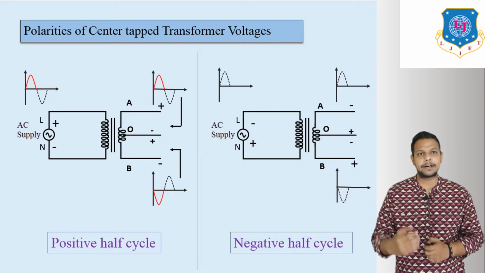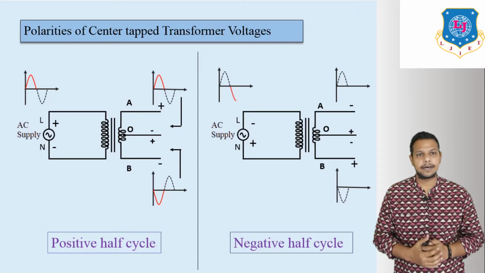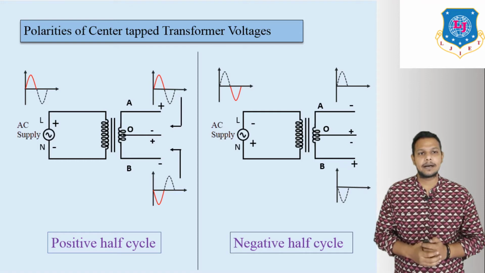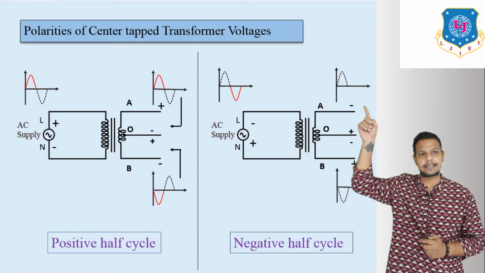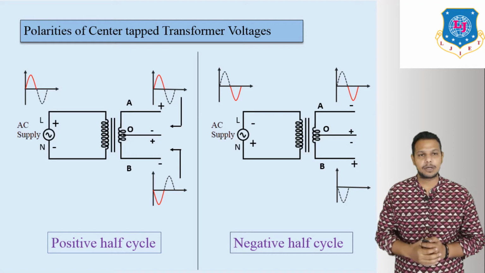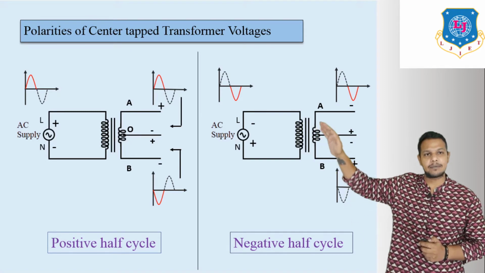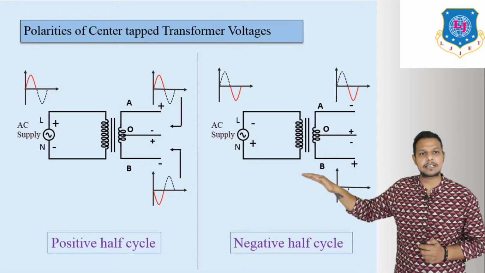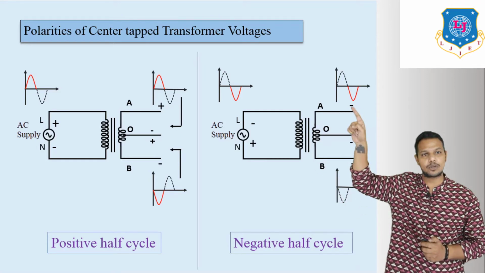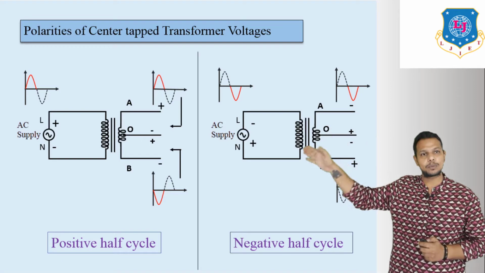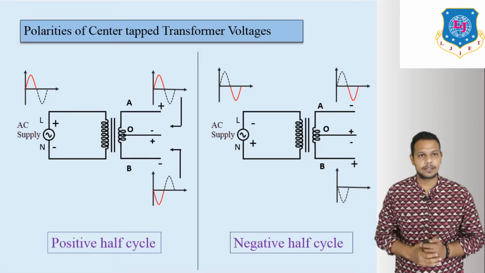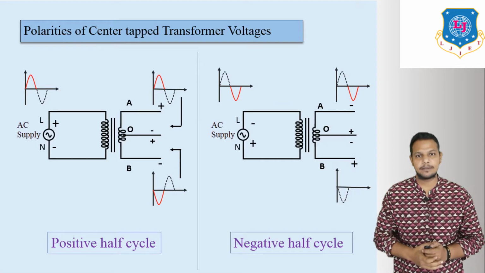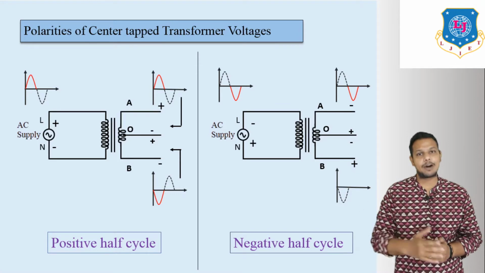If we enter a negative half cycle, then we will get a negative half cycle at this side, because the polarities are the same. Here we can see on the input side minus and plus, and on the output side it is also minus and plus. Both polarities are the same, that's why we will get the same from the output side.